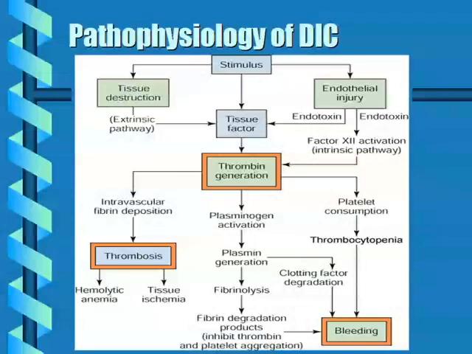That's going to release endotoxins and tissue factor, cause factor X activation through the intrinsic pathway, and you're going to initiate blood clots. And then you're going to use up all your platelets and have thrombocytopenia, and that's going to cause bleeding. You're going to have intravascular fibrin deposition, so you're going to have a thrombus. So tissue ischemia and hemolytic anemia. This is a flow sheet for the pathophysiology.